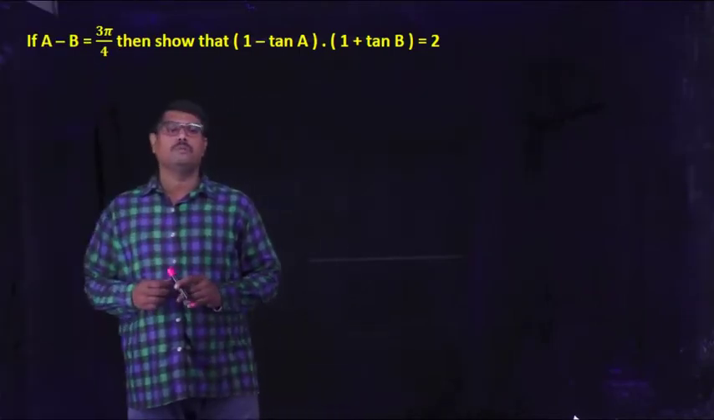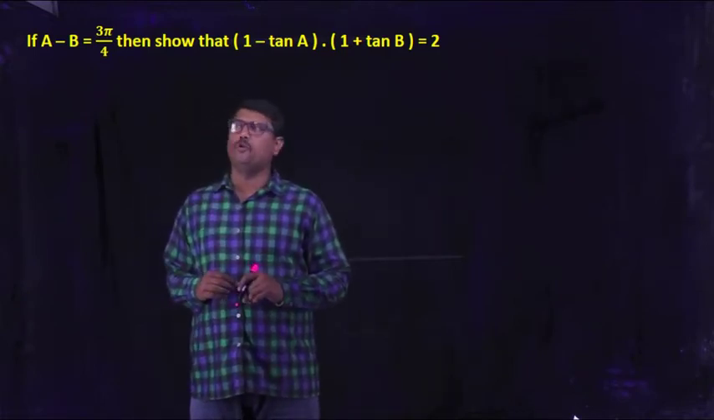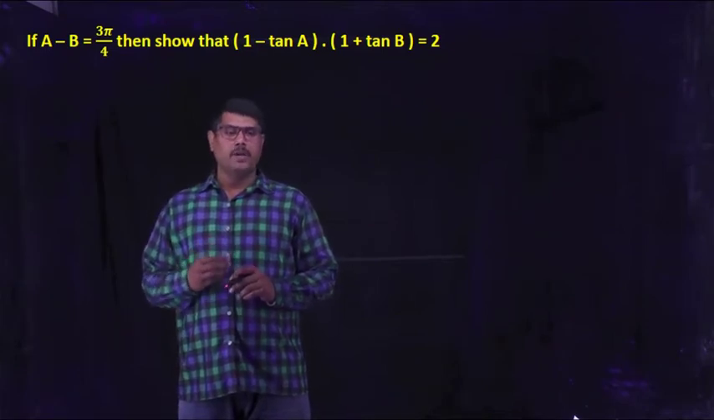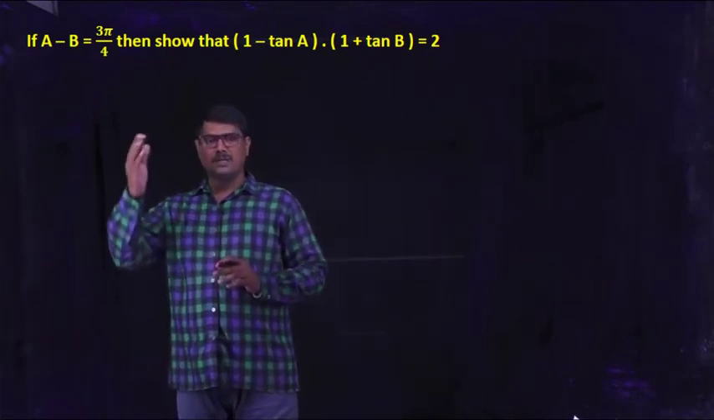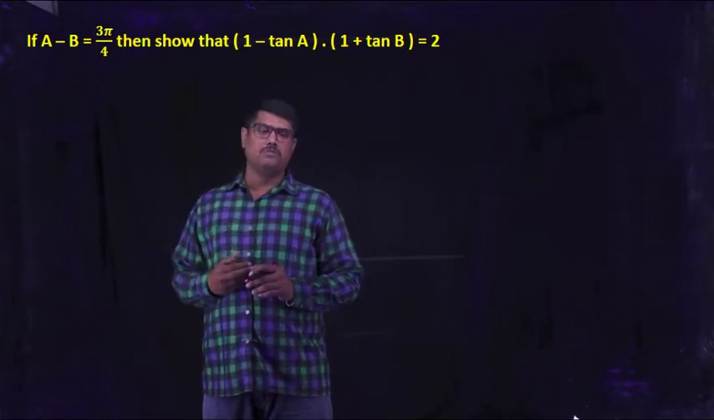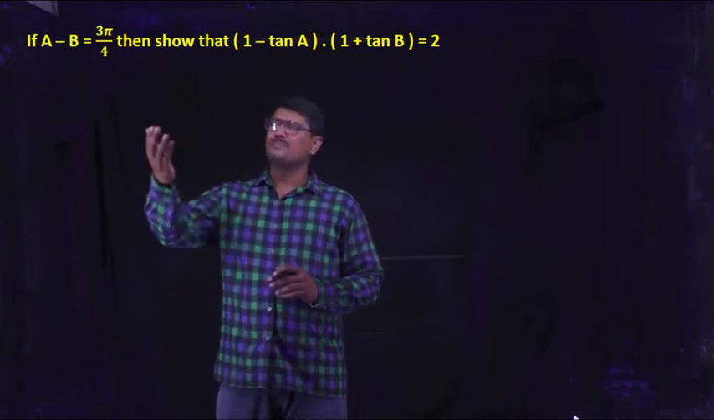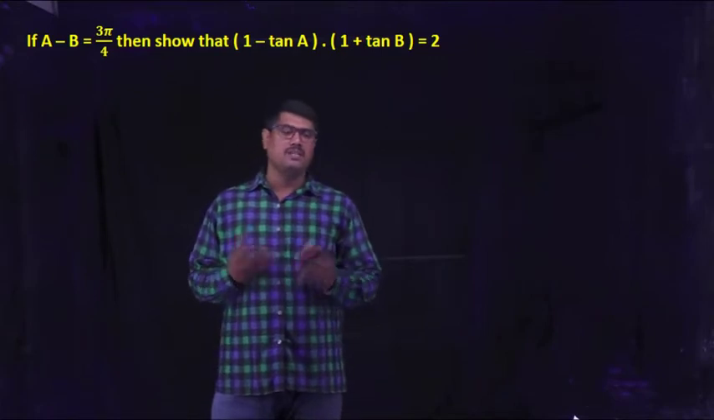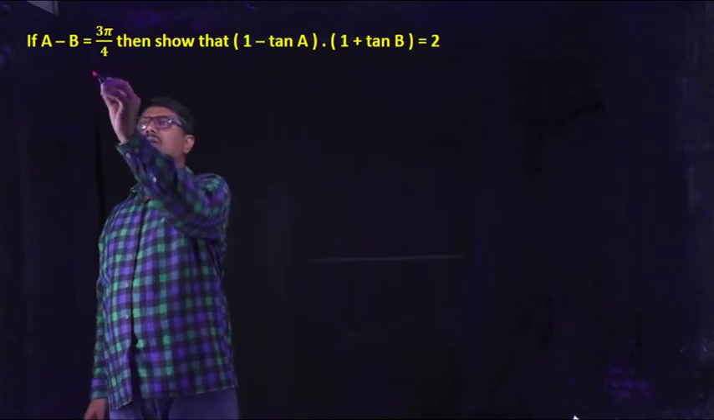Now observe one more problem. The question is: A minus B is given as 3 pi by 4. We have to prove that 1 minus tan A into 1 plus tan B has the value 2. So you have so many problems like this. Sometimes the problem is like that: A plus B is given as pi by 4 or 5 pi by 4, like that, or A minus B is given, and they are asking some condition in terms of tan or cot. They may ask any type of question. So let us observe the question.